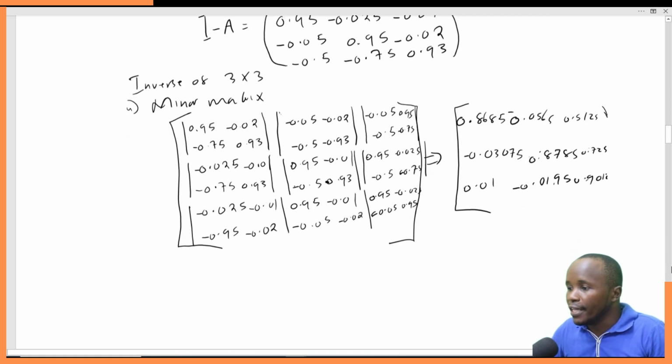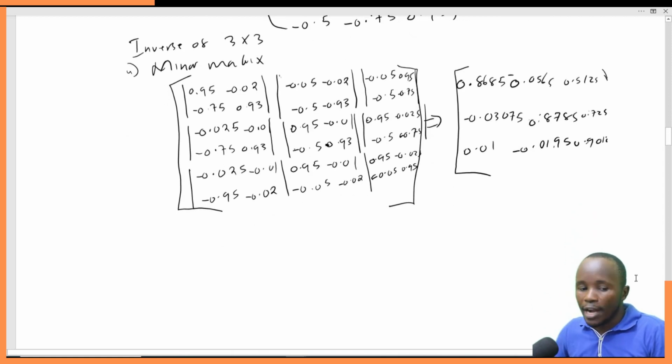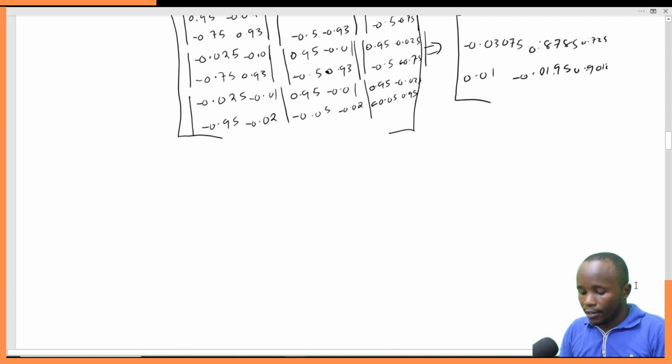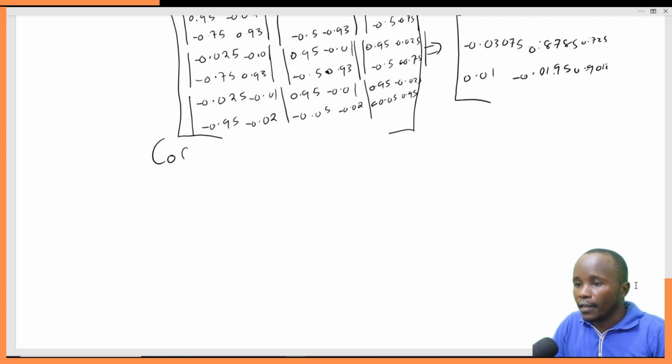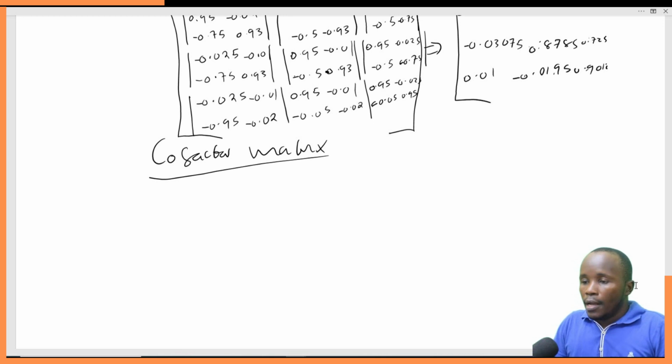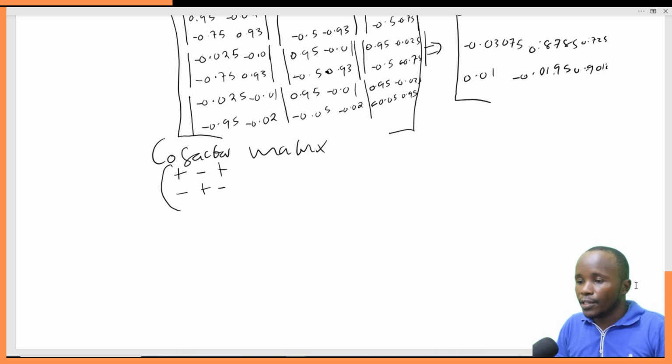Good. Once you get these determinants, now you need to come here and get the cofactor matrix. How do we get the cofactor matrix? Remember, I had given you that the sign changes in this manner: plus, minus, plus, minus, plus, minus. Then this is plus, minus, plus.